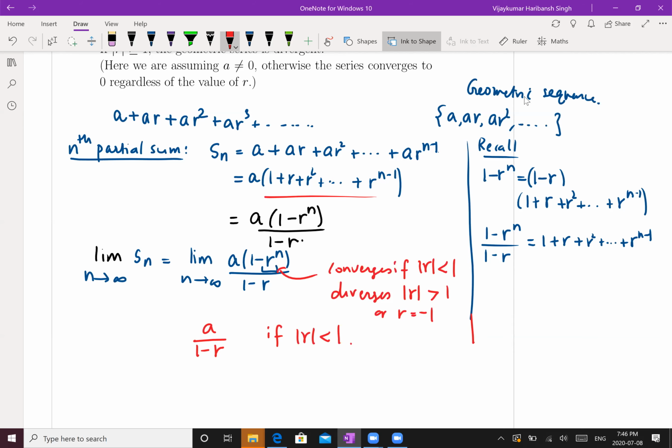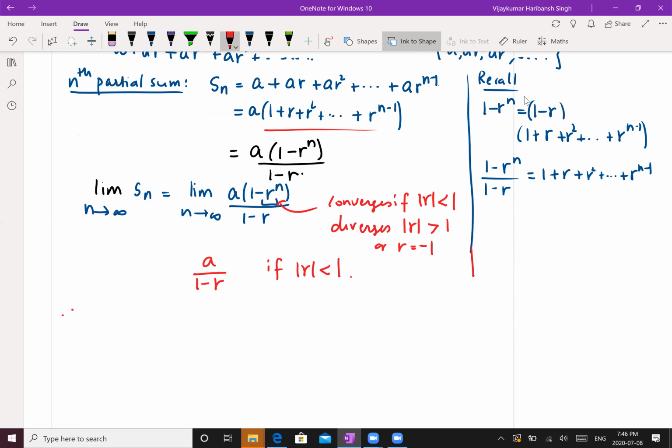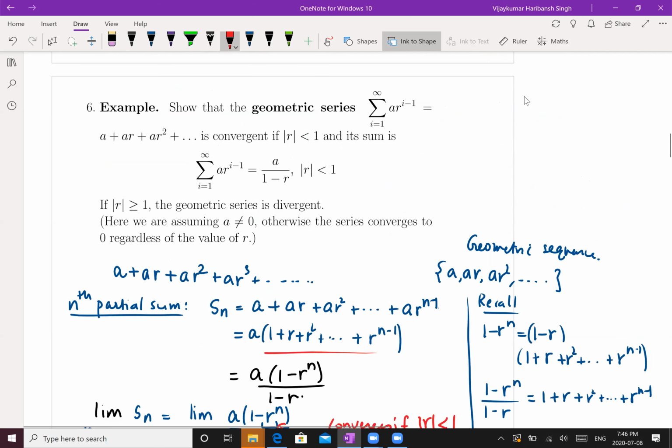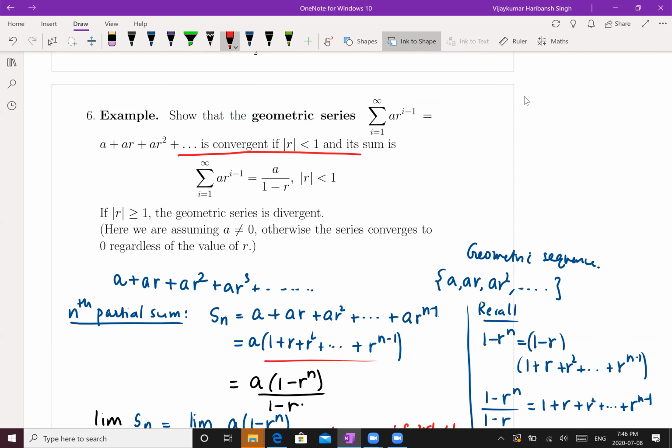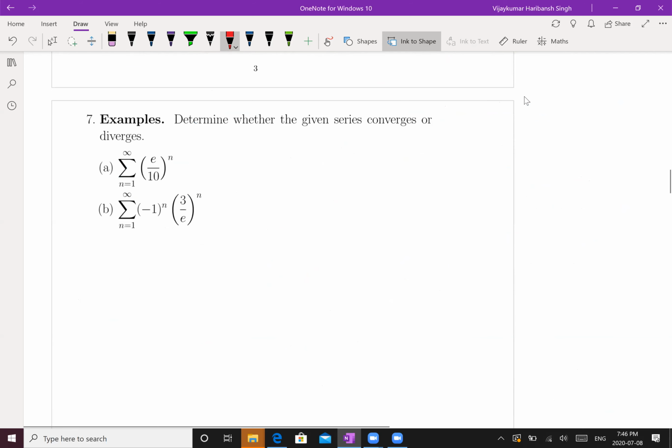So what do we get? Therefore, this series converges only when the absolute value of R is less than 1. And not only that, it tells you where it converges to. It not only tells you that it converges, but also where it converges. So this is quite a strong statement in some sense. Let's look at the following ones. Now try to do these problems.